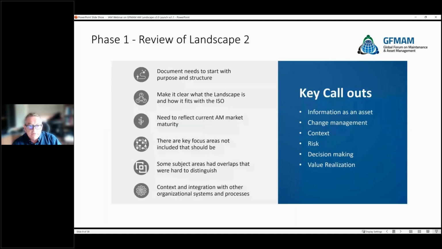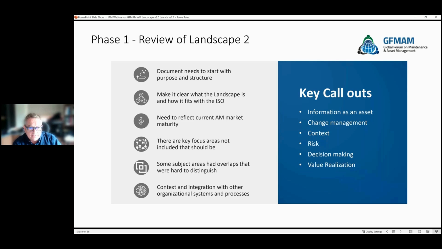As I said, phase 1 of that timetable was a review of Landscape 2, and there were hundreds and hundreds of comments, but I'll try to distill that down to some of the key messages. There was a lot around people wanting a better understanding of the purpose of the Landscape and how it fits alongside the international standard. Sometimes people perceive the Landscape as being an alternative to the ISO, which it very much is not. It's different, it's complementary. So there's greater emphasis on explaining that.